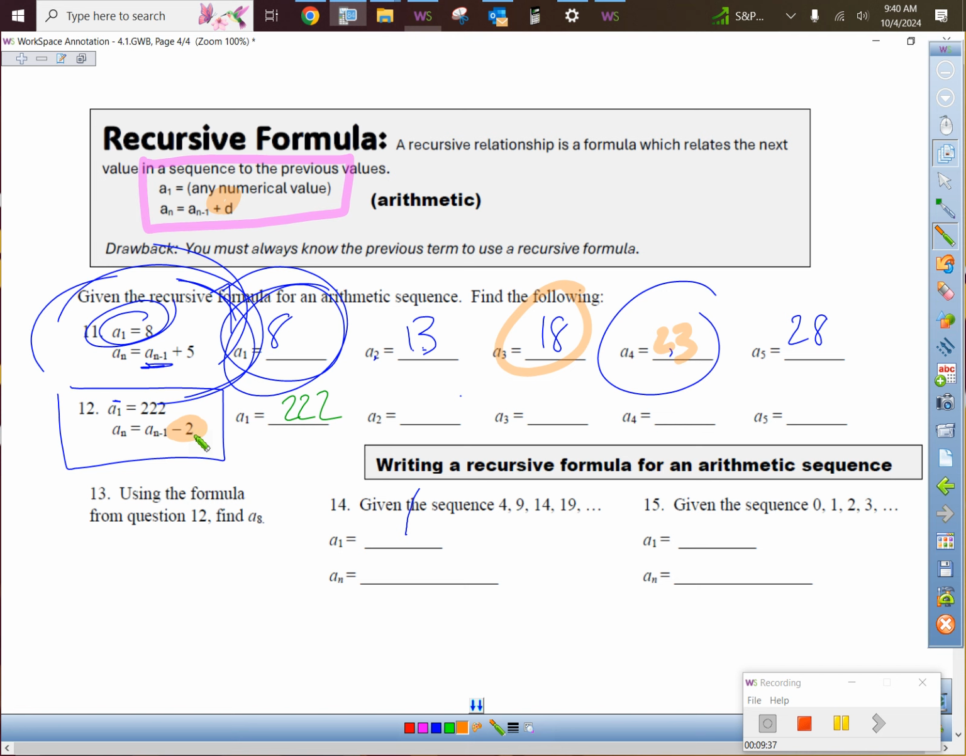Are you with me on that? They're going to subtract 2 from it. So you got to know we started at 222, and then you'll subtract 2 and get 220. And then you subtract 2 again.